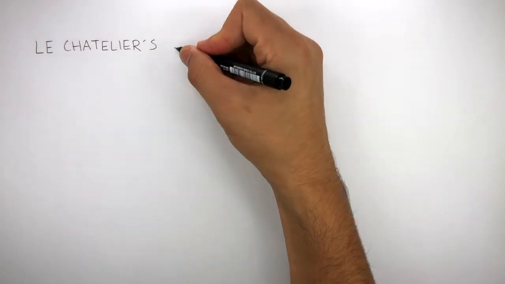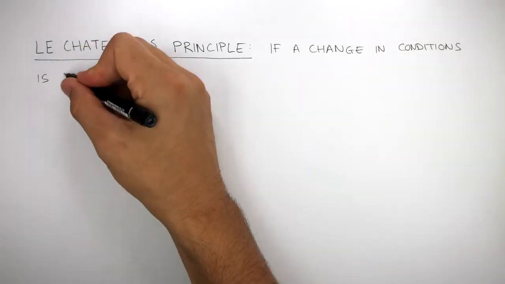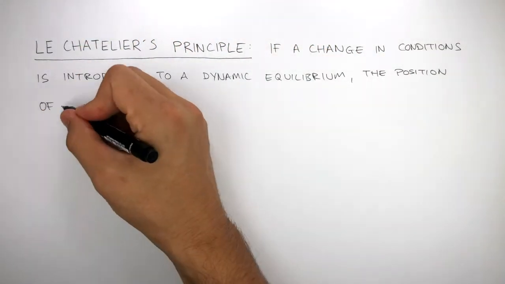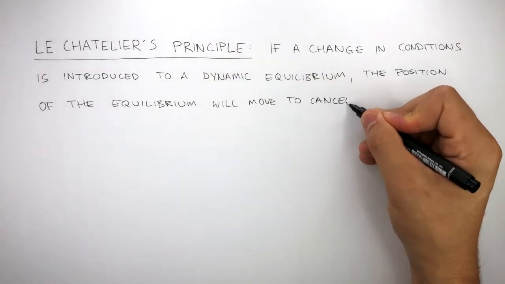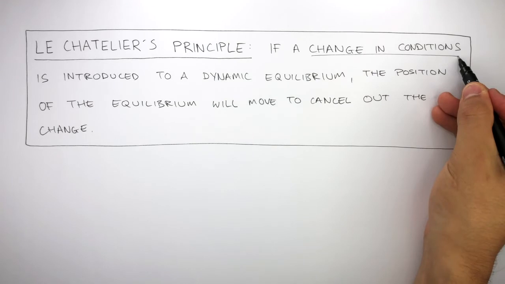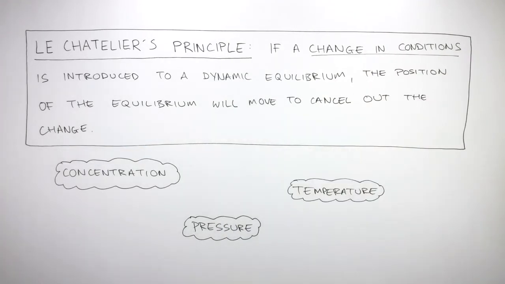Le Chatelier's principle states that if a change in conditions is introduced to a dynamic equilibrium, the position of the equilibrium will move to cancel out the change. Change in conditions includes concentration, pressure, and temperature. In this video, we're going to focus on how changing the pressure affects the position of the equilibrium.